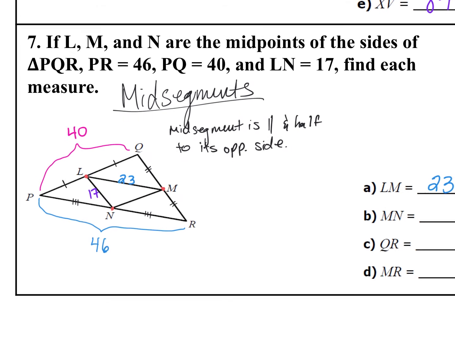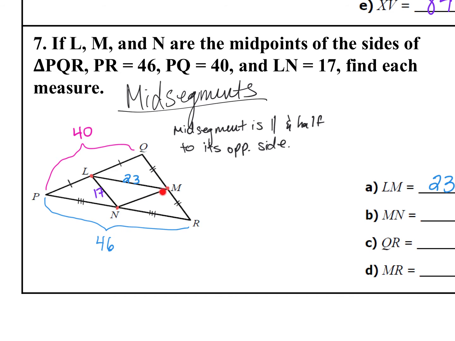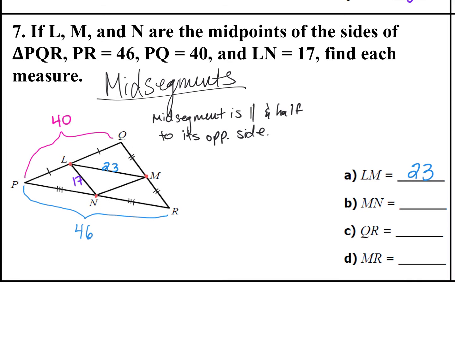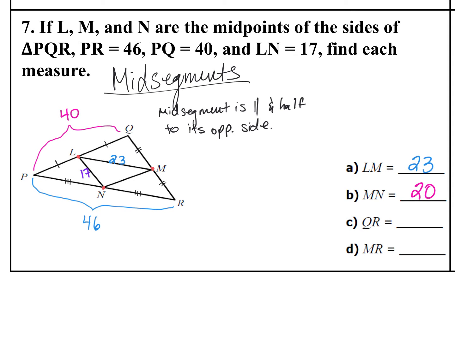Then MN. Okay, I have to divide its opposite side by 2, which will give us 20. And then QR. Okay, I have to multiply its opposite mid-segment by 2. So 17 times 2 will give us 34. And then lastly, MR. Okay, MR is also going to be 17. Okay, each of these sides are congruent.